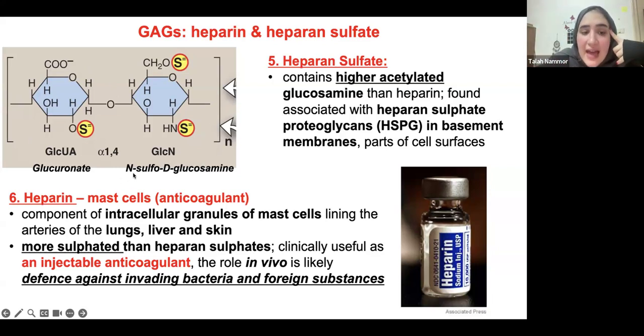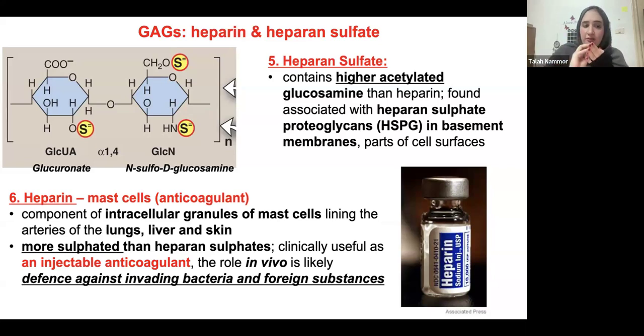Okay, but we have N-sulfo-D-glucosamine. And we said it's more acylated, and I don't think you guys need to know this, like N-sulfo-D-glucosamine, but you know it, in case, okay? So everything else is N-acetyl glucosamine or N-acetyl galactosamine, but heparan sulfate is special because it's N-sulfoglucosamine with a D, okay?